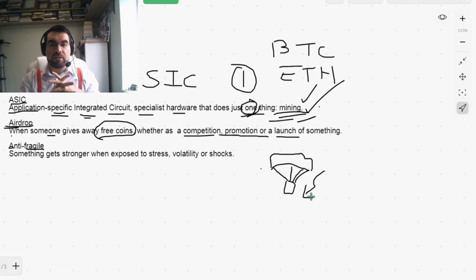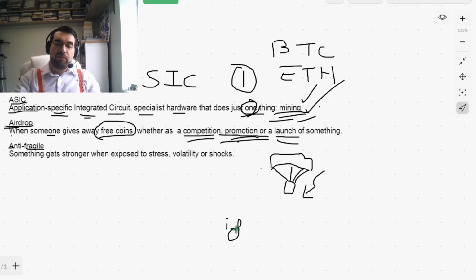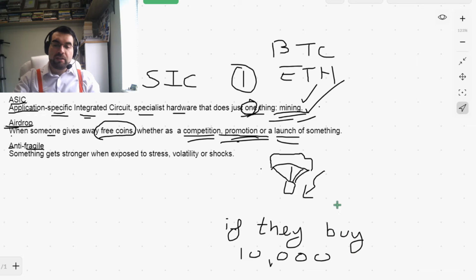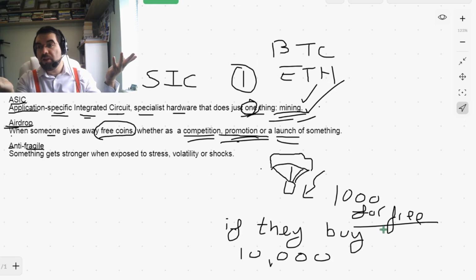And they'll give it to the users, or people who participate in the competition, or people who do the stuff needed for the promotion. Anything. Or it could be people that have certain coins already. Or if they buy, for example, 10,000 of these coins, they'll get, say, 1,000 for free. So you buy loads, you get a little bit for free. Depends. It's an airdrop. It depends on the rules.